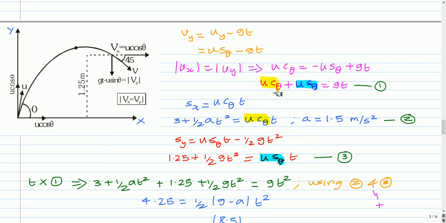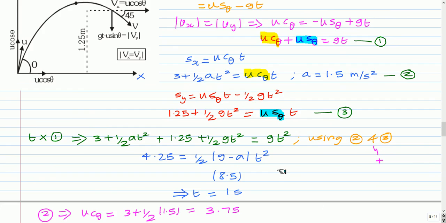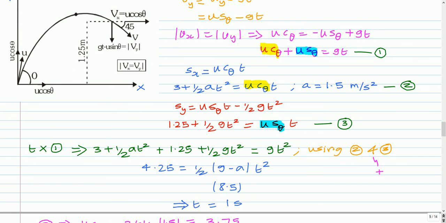So from the first equation we utilize u cos theta and u sin theta, and the second and third equations give u cos theta and u sin theta. So using the values of u cos theta and u sin theta from 2 and 3 in 1, we get 3 plus half at square plus 1.25 plus half gt square equal to gt square. If you multiply this by t, we'll get these two quantities. So in this equation everything is known except the time t. So from this we get the time t as 1 second. So after 1 second this stone hits this plank with the object here.